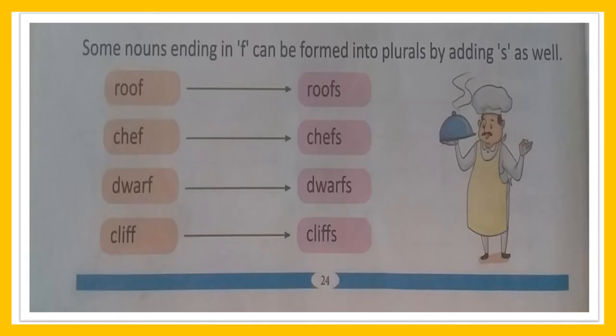Now, some nouns ending in F can be formed into plurals by adding S as well. So, kuch nouns aise hote hain, jaise O mein dikhaya maine aapko beta, ki kuch O wale nouns hote hain, jin mein hum ES nahi lagate. Usi tarah se, kuch nouns aise hote hain, jinke end mein F hota hai, lekin wahan hum usko F ko replace karke VES lagane ke bajaye, simple word ke saath hum S add kar dete hain, like roof, roofs; chef, chefs; dwarf, dwarfs; cliff, cliffs.